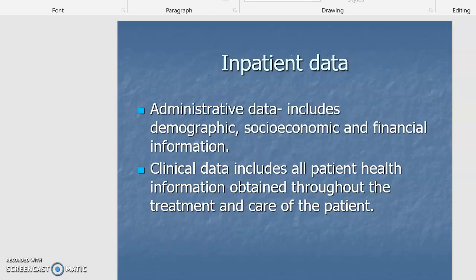So again, with inpatient data, we have administrative, which is your demographic, socioeconomic, and financial. Clinical is all your patient health information obtained throughout the treatment and care of the patient. Some examples of administrative: financial, insurance information, or if it's self-pay. Demographic is going to be your name, socioeconomic, gender, all of that. Clinical data is going to be history and physical, progress notes, anything clinical.